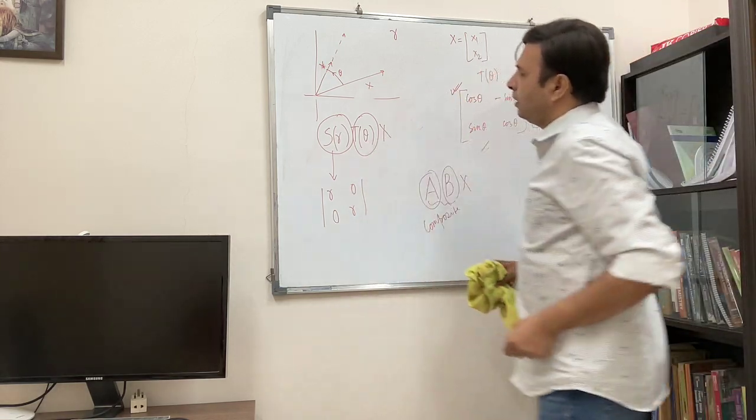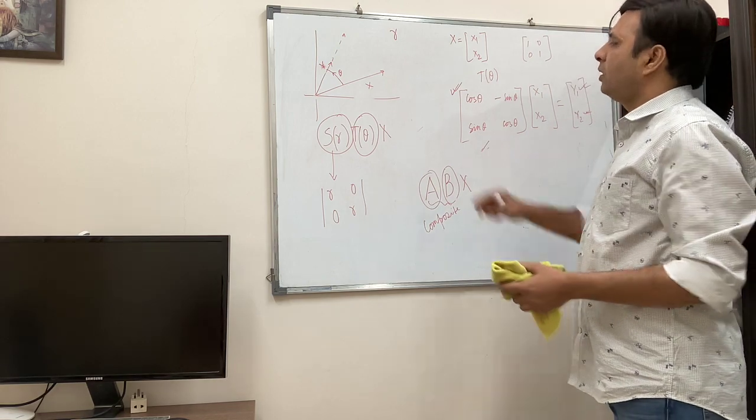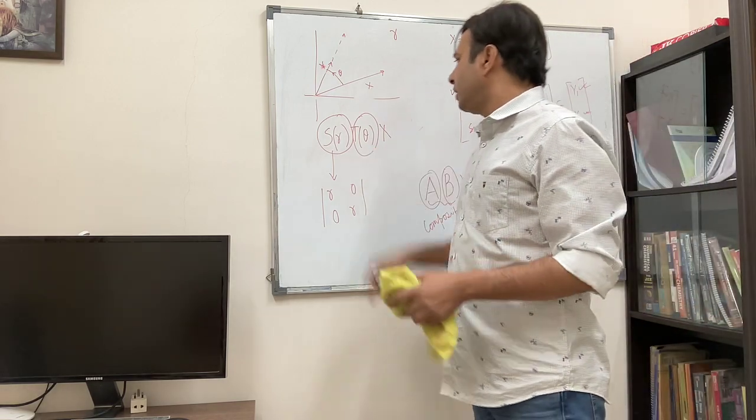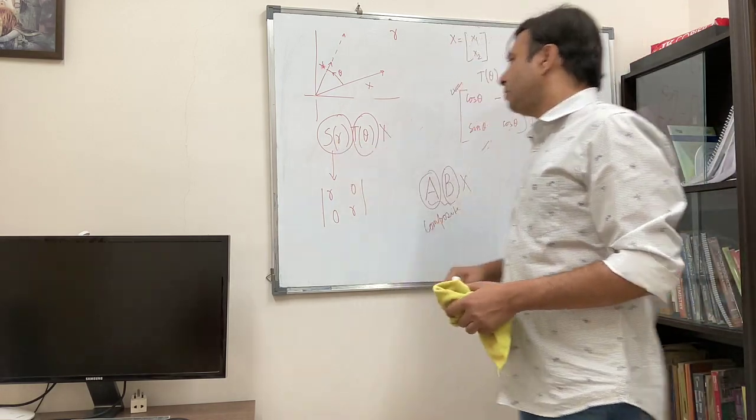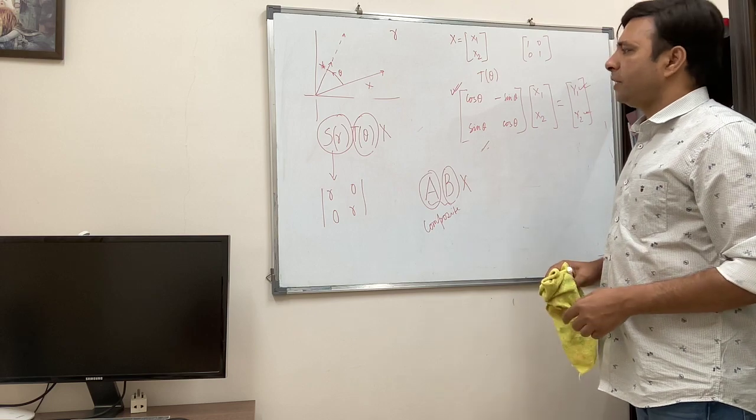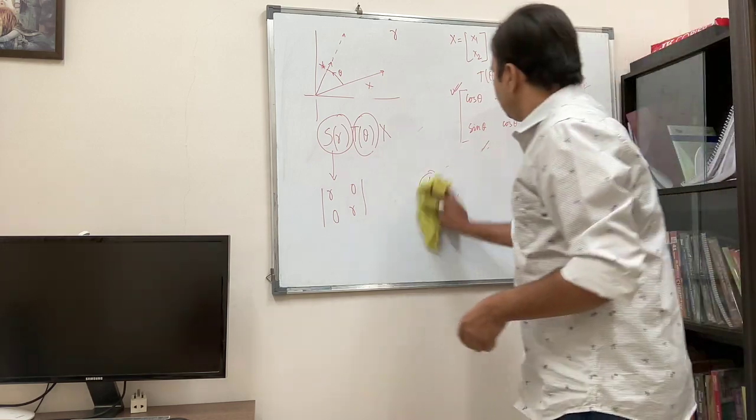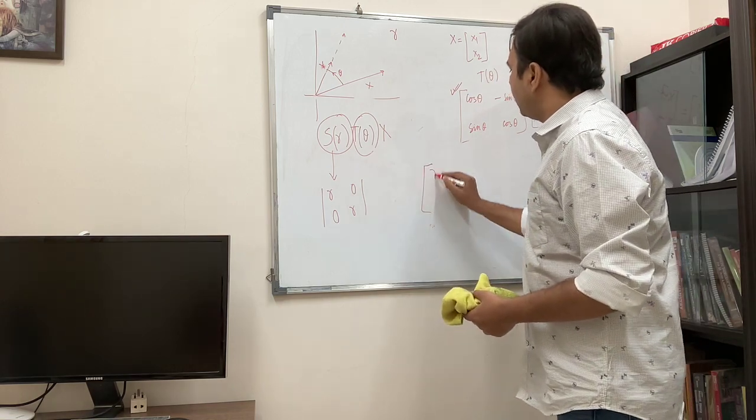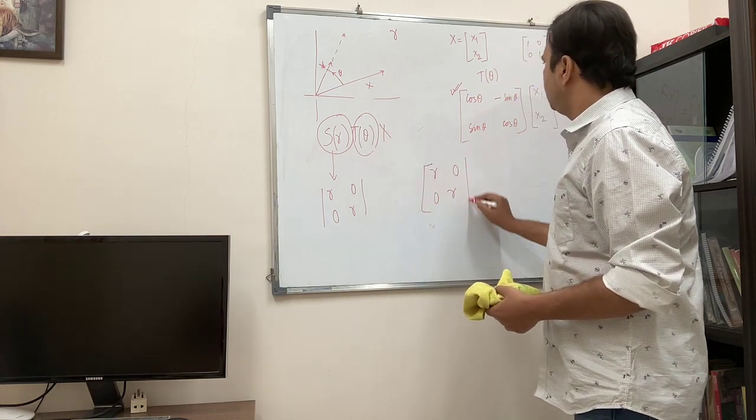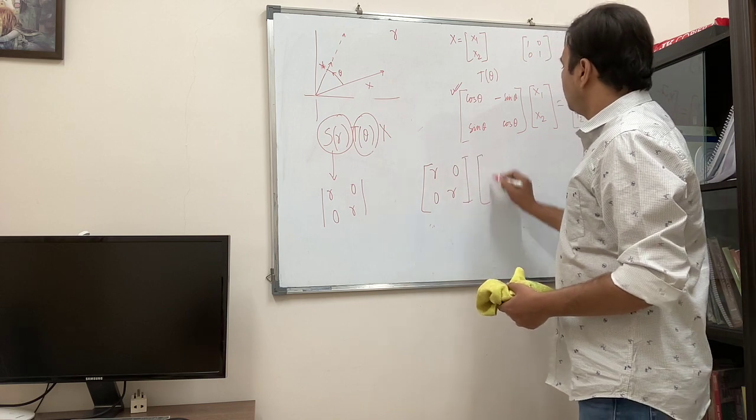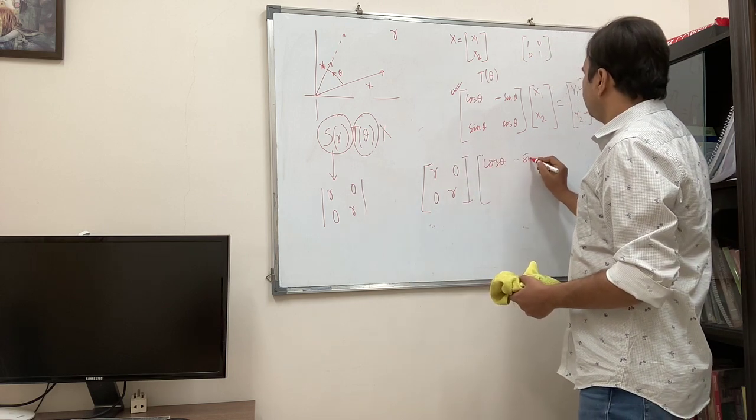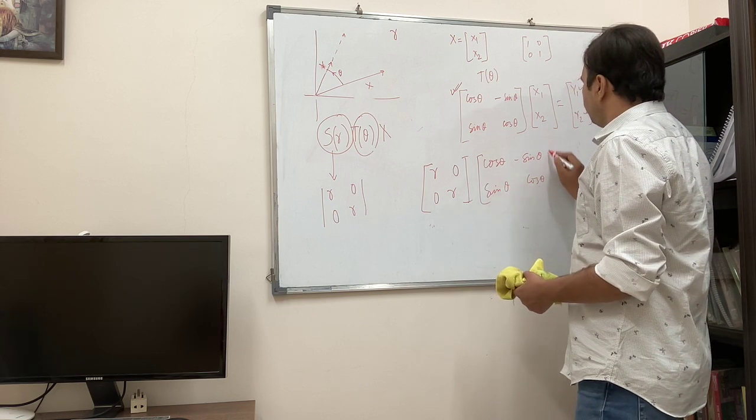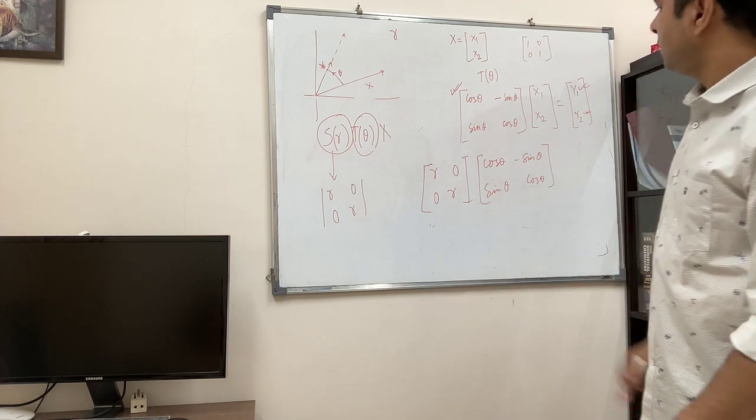So you can try an assignment where you take a vector x, rotate it by some angle, let's say pi by 4, and scale it by 2 times. See what matrix you get. The matrix that you will get is basically R 0, 0 R, multiplied by cos theta, minus sin theta, sin theta, cos theta. If I do a matrix multiplication like this, what will I get?